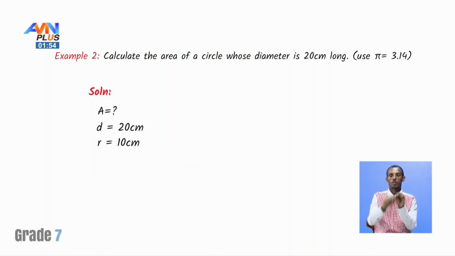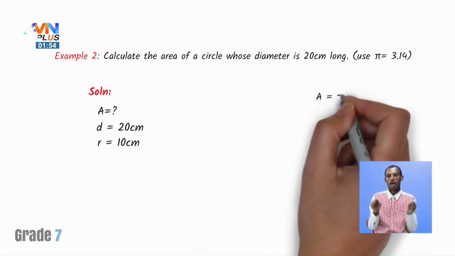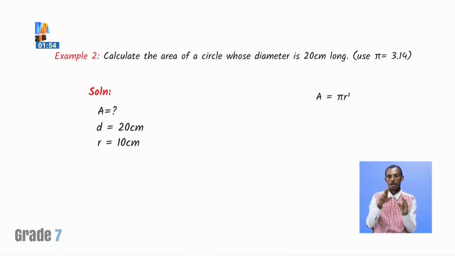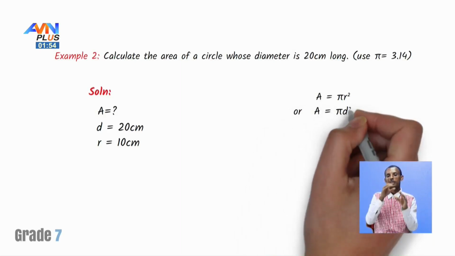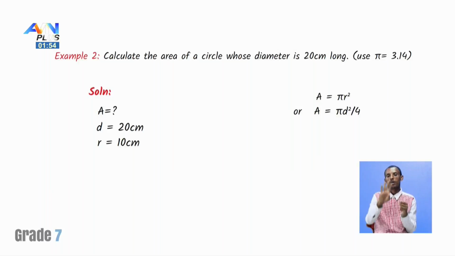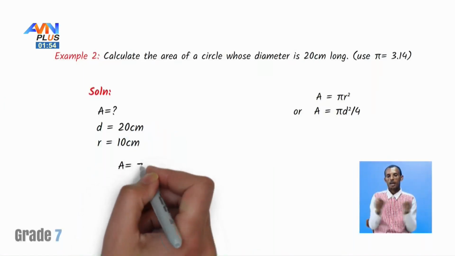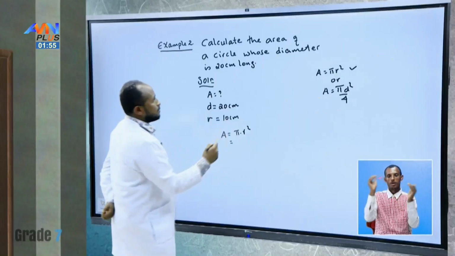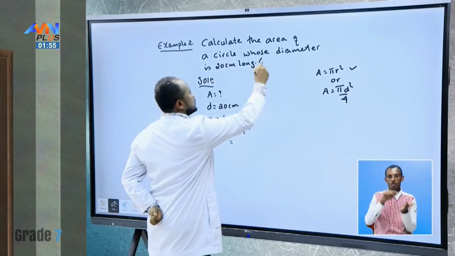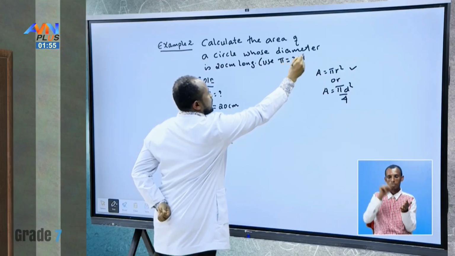So to calculate the area, you can use either of these equations: area is pi r squared, or you can use pi diameter squared over 4. You can use either of the two, but I prefer to use area pi r squared. So let's calculate this. Area is equal to pi times radius squared. Let's take pi to be 3.14.